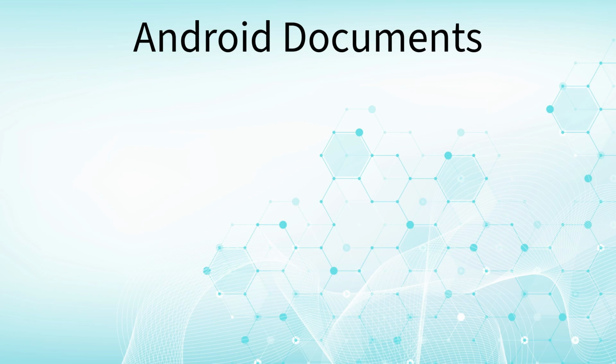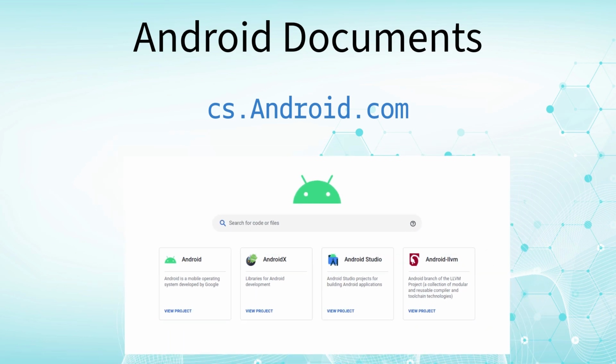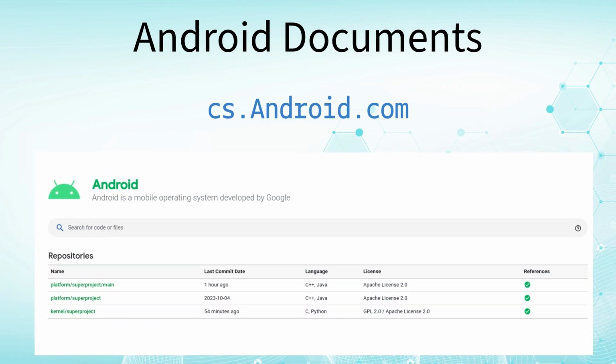And if cloning the source code is not your jam and you're hitting a snag, there's a slick alternative that lets you bypass the hassle entirely thanks to Google. Just head over to cs.android.com. Once there, you are greeted with options to dive into various projects like Android, Android X, Android Studio, and Android LLVM. Picking Android as your starting point, you will find yourself with three choices: the Android source code main branch, the default branch, and the kernel. I usually go straight for the main branch.